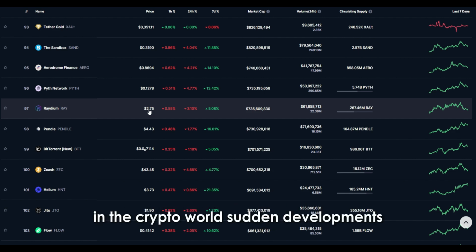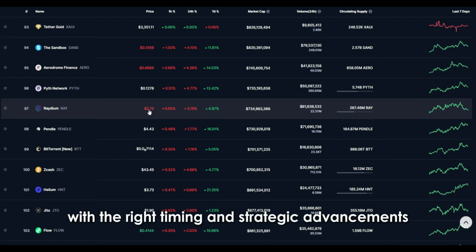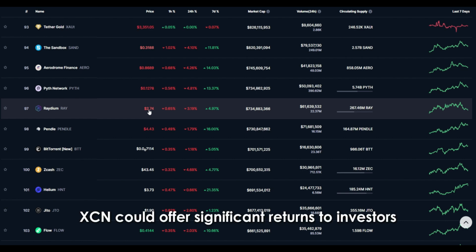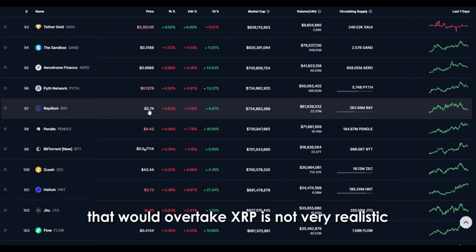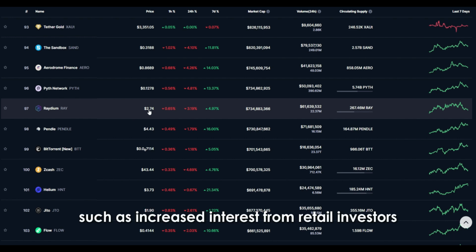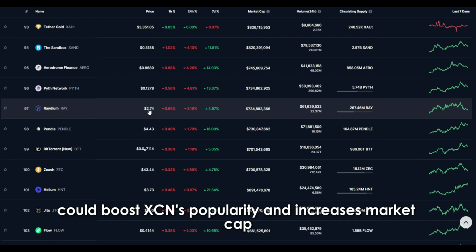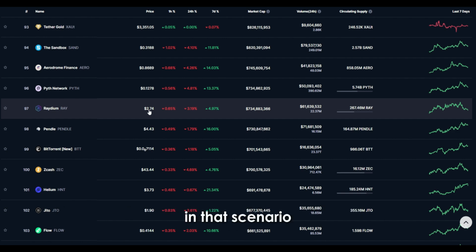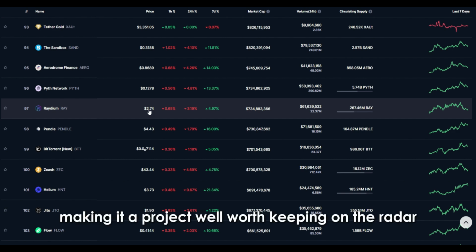Although it seems unlikely that XCN will surpass XRP at this point, that doesn't mean XCN should completely be disregarded. In the crypto world, sudden developments, new partnerships, product launches, and shifts in market sentiment can drastically change the trajectory of a project. Therefore, with the right timing and strategic advancements, XCN could offer significant returns to investors. Still, the potential for XCN to reach levels that would overtake XRP is not very realistic. But as the bull season approaches, factors such as increased interest from retail investors and more media attention could boost XCN's popularity and increase its market cap. In that scenario, XCN could enter the top 100 cryptocurrencies, making it a project well worth keeping on the radar.